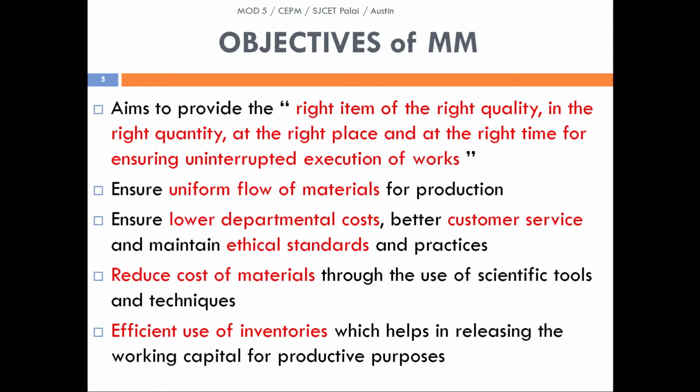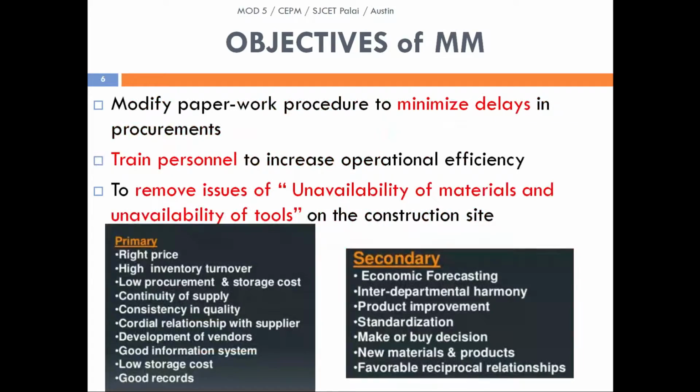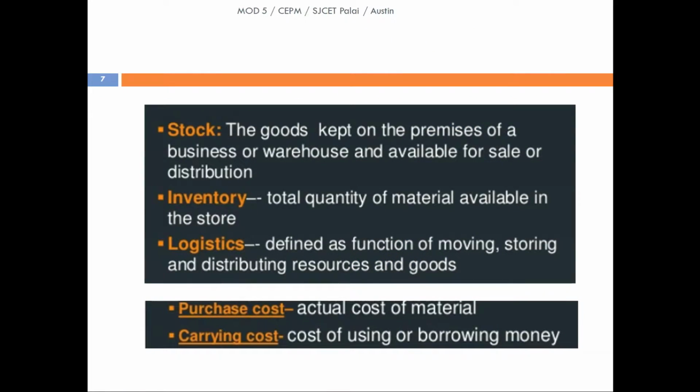So these are the major terms which we see as the objectives of material management, and all this can be summarized in the first point itself. 5 rights: right item, right quality at the right place and at the right time without interruption on the execution of the work. Next, we'll be seeing some terms associated with this material management, which we will be seeing in the further slides. First one is stock.